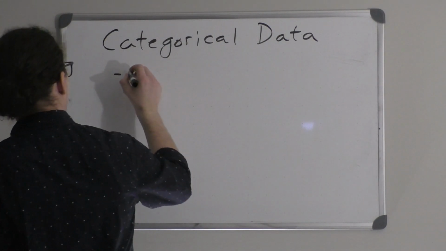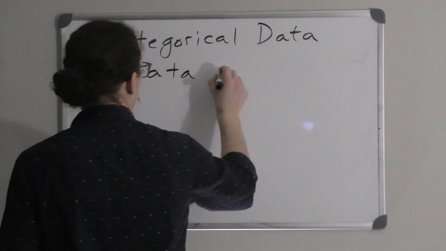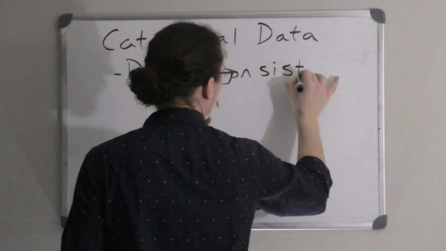Categorical data is data that consists of descriptive information and labels.